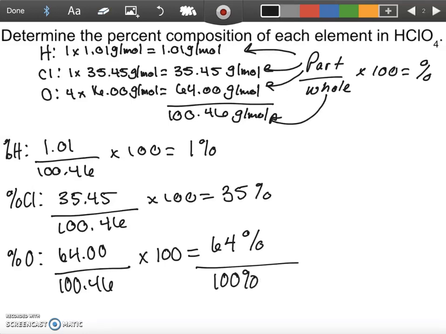Okay, so those are the basics of calculating percent composition. Remember, the first step is to always calculate the molar mass. I would calculate it the way I have it out right here, because that's going to help you see what the different parts are that you're going to need to divide. All right, so go ahead and work through the example problems, and we'll see you in the next video.